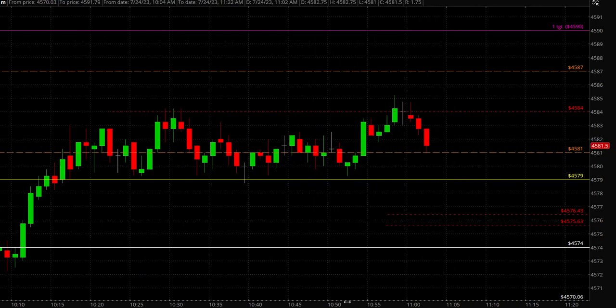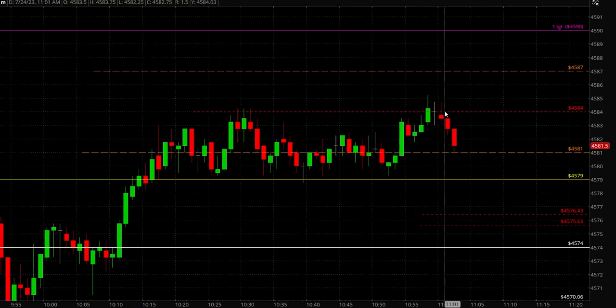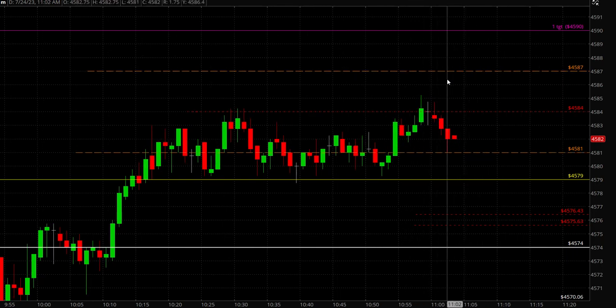So this is exactly what we want to see, right? 81, 84. 84 is a short, 84 is a short, 84 is a short. It's resistance. Remember. Clean break. We don't want to short anymore, as long as it's holding.